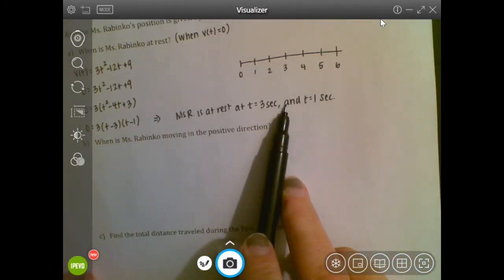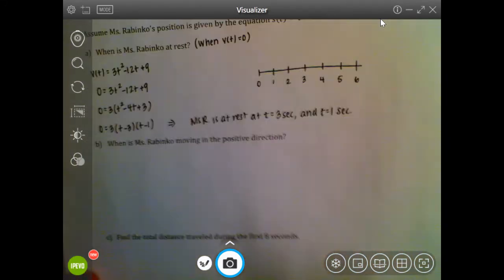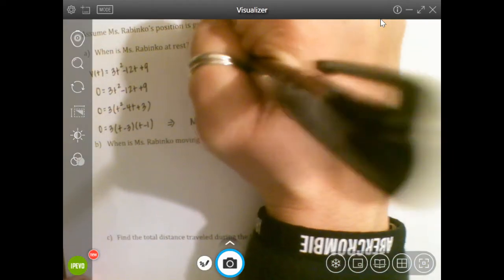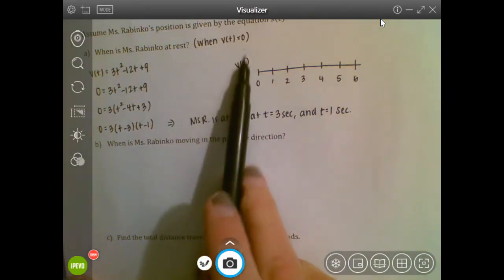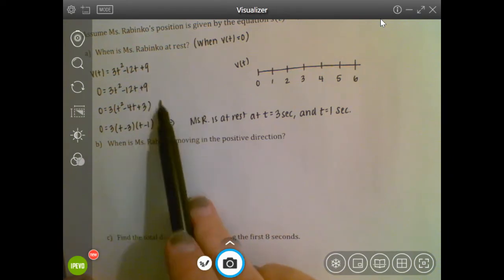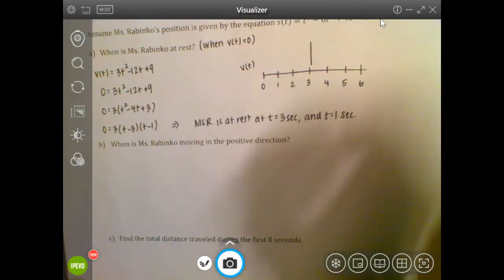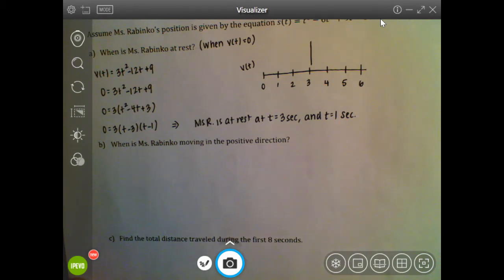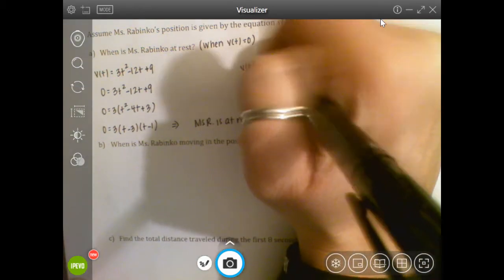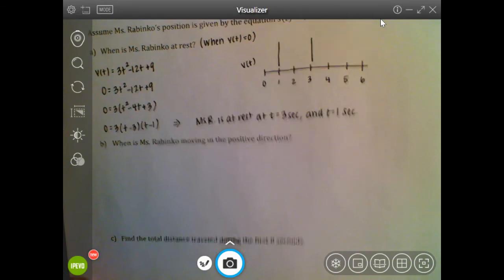I'm going to make some markings at t is equal to 3 and t is equal to 1. And I know that this is going to be gathering information about velocity because that's the function that I'm working with here. So I'm going to make a vertical bar at t is equal to 3 because that's where my velocity is going to be changing. And I'm going to make a vertical bar at t is equal to 1 because, again, that's where my velocity is going to be changing.